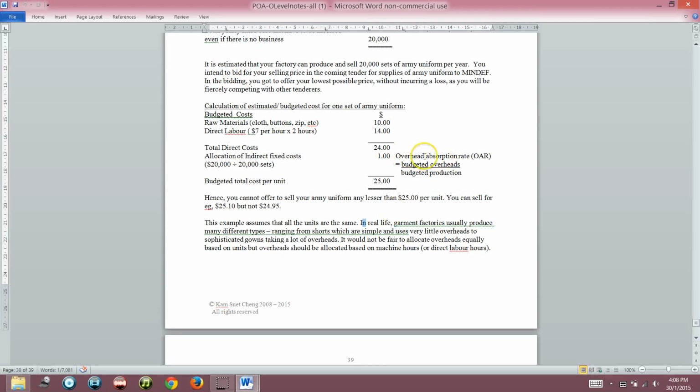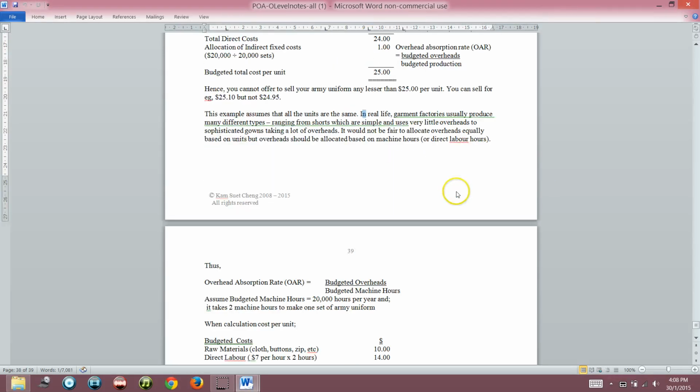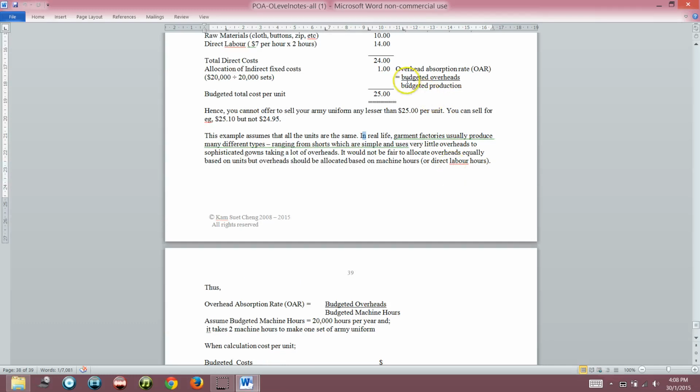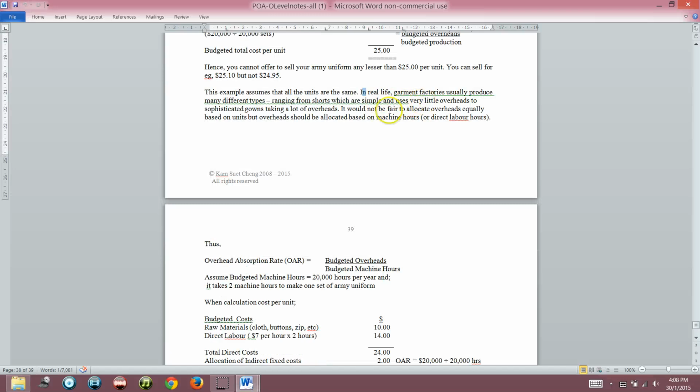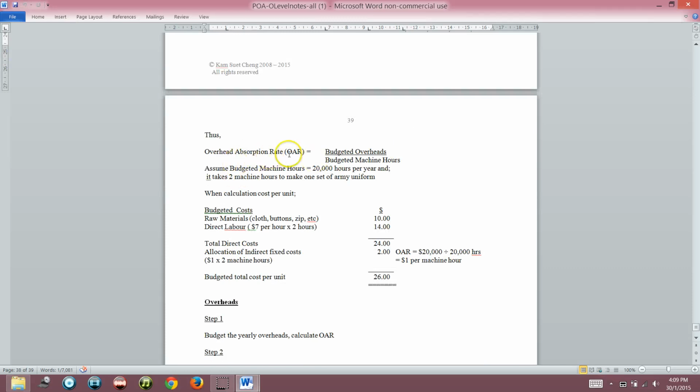Okay, you see this one, this is called the overhead absorption rate. Overhead absorption rate means your budgeted overheads of 20,000 over the budgeted production units. So in this case, it's budgeted overheads over budgeted production units. This formula is true for a simple environment like this, where all the products are the same. But for a more complicated environment, where the factory produces shorts, wedding gowns, t-shirts, and all kinds of things, then the overhead absorption rate will be my budgeted overheads divided by the budgeted machine hours. You can divide by the budgeted direct labor hours, depending on whether your factory is machine intensive or labor intensive.